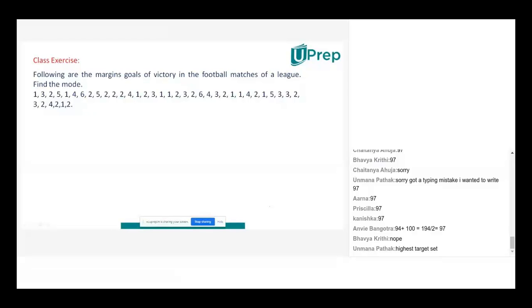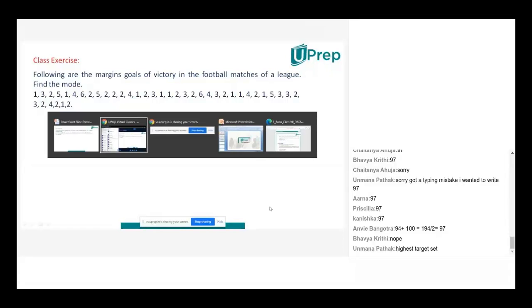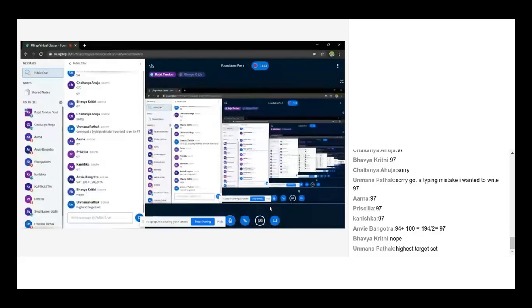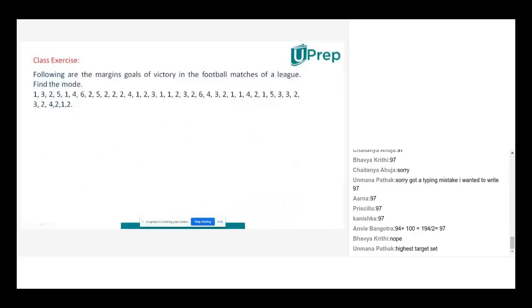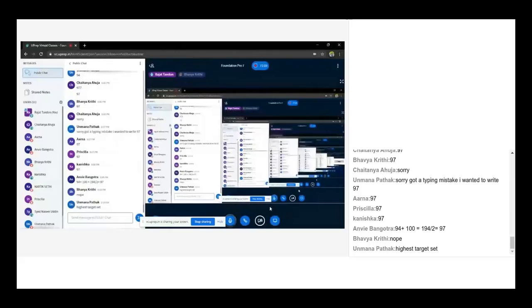My question is, the statement says margin goals of victory. What does margin goals of victory mean? Solving the problem is easy, but you're supposed to understand the language also, what he's asking. Sir, I think the goals which are near to victory. Okay. Anyone with any other answers? Haven't got the right answer yet. Still looking. I'm giving you another 30 seconds. Anyone who wants to speak can speak.